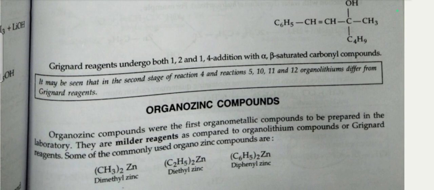Organozinc compounds. Organozinc compounds were the first organometallic compounds to be prepared in the laboratory. They are milder reagents as compared to organolithium compounds or Grignard reagents. Some of the commonly used organozinc compounds are dimethyl zinc, diethyl zinc, diphenyl zinc.